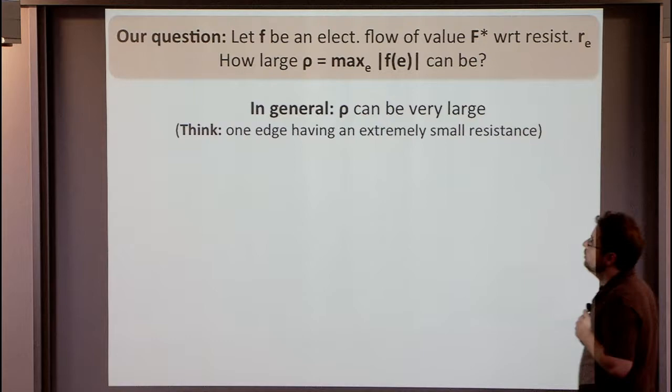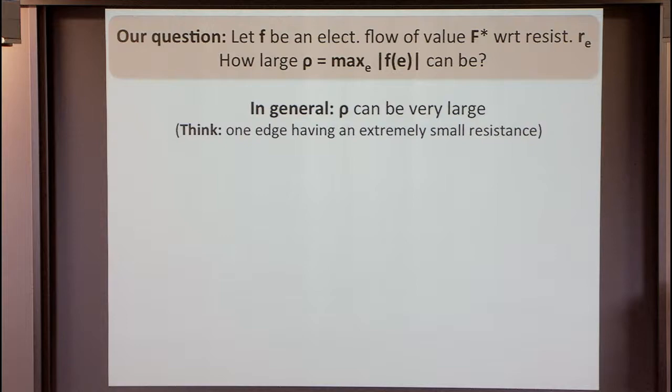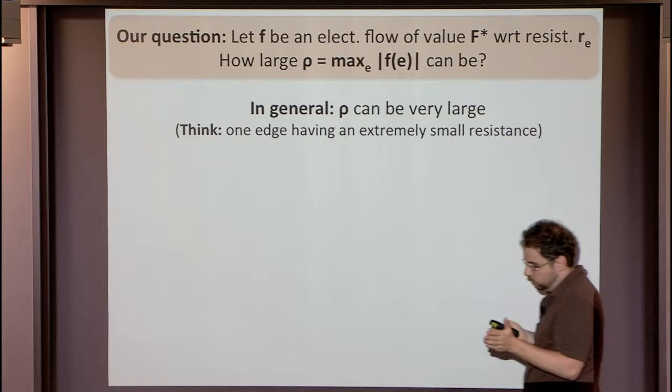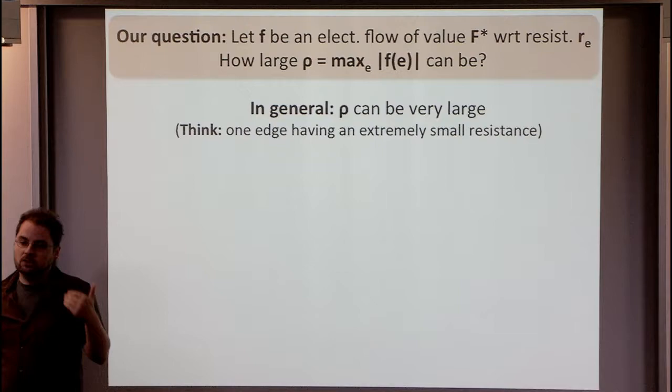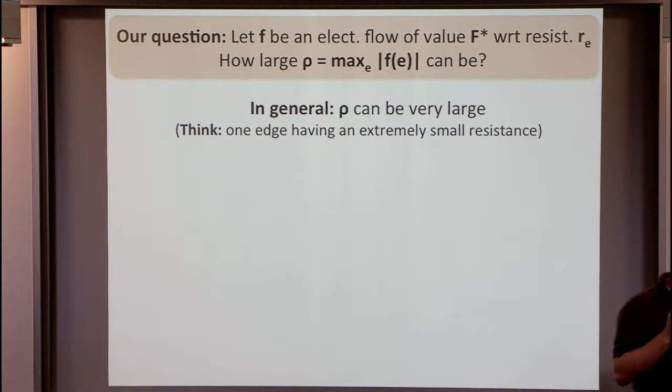It can be as large as essentially f star, because if the resistances are arbitrary, you can just put a very small resistance on one edge that connects s and t. Then, if it is very small compared to the other resistances, the electrical flow will be incentivized to put all the flow on this one edge, and you will get a very bad overflow.